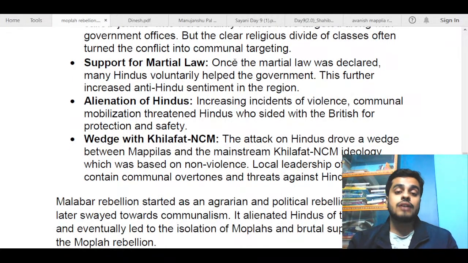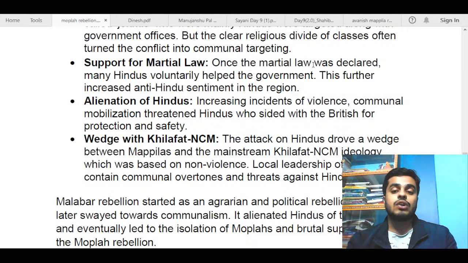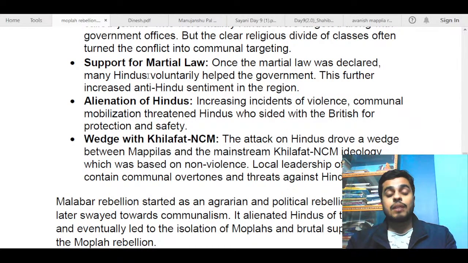Now, support for martial law. Once the martial law was declared, many Hindus voluntarily helped the government. This further increased anti-Hindu sentiment in the region. So what happened was that when the British declared martial law in the area, some of the Hindus started supporting the government or spying on the rebels. So this angered the rebels in that region, and basically increased this anti-Hindu sentiment in the region.